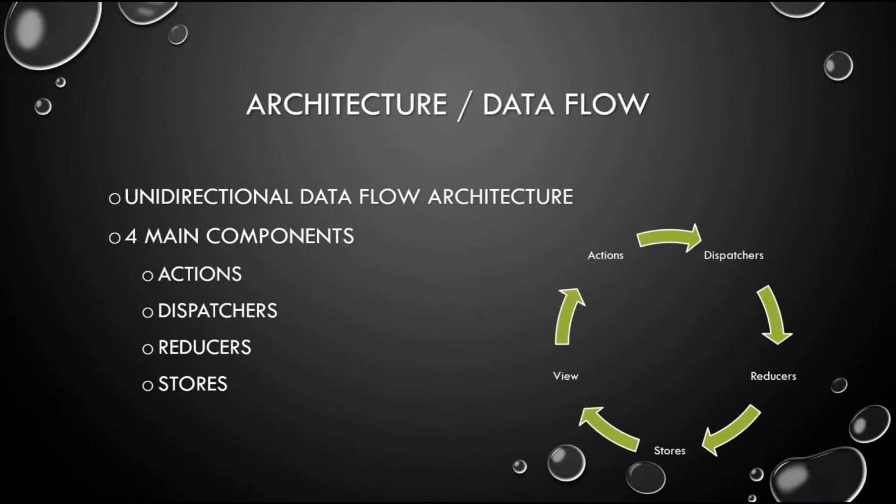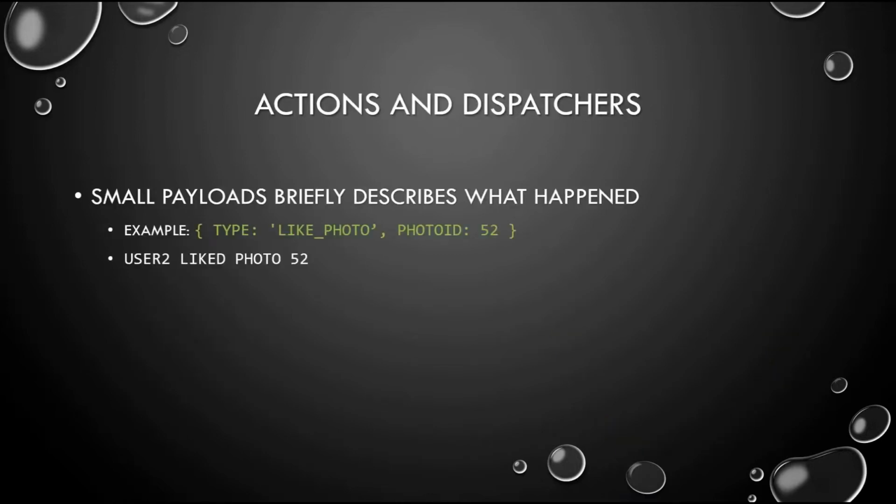We'll be going over a bit of the architecture of Redux. As we can see in the diagram on the right, Redux follows a unidirectional data flow architecture, which means that information does not backtrack between the different components. There are 4 main components we'll be going over in detail. Those are actions, dispatchers, reducers, and stores. Let's first go over actions.